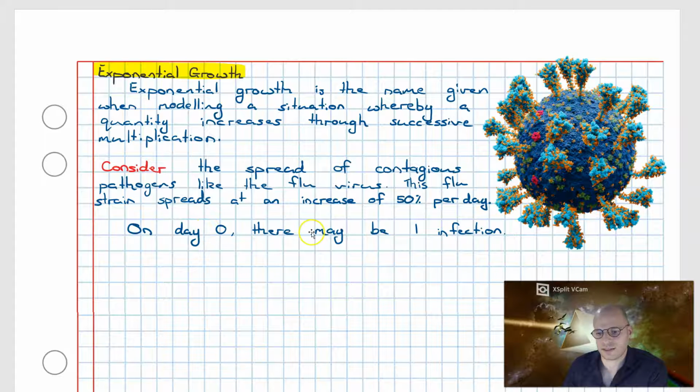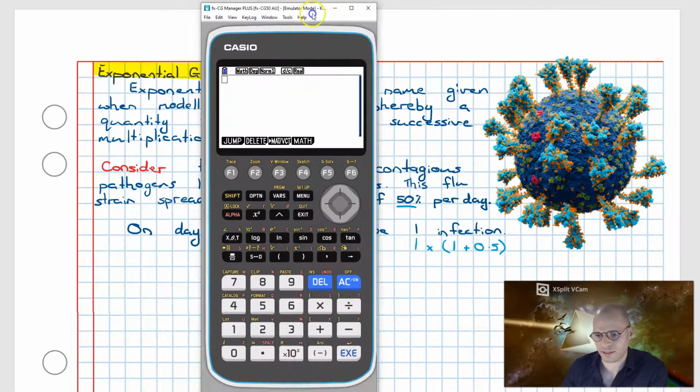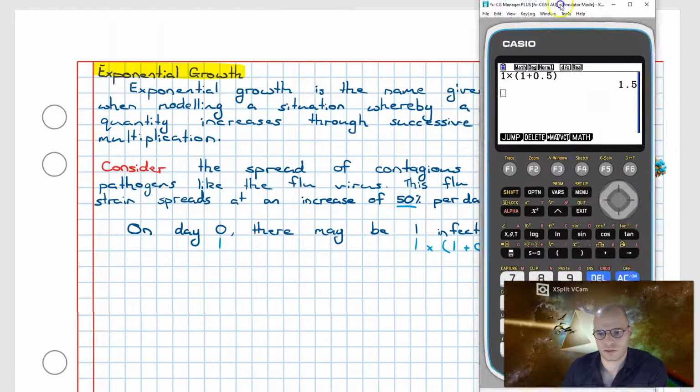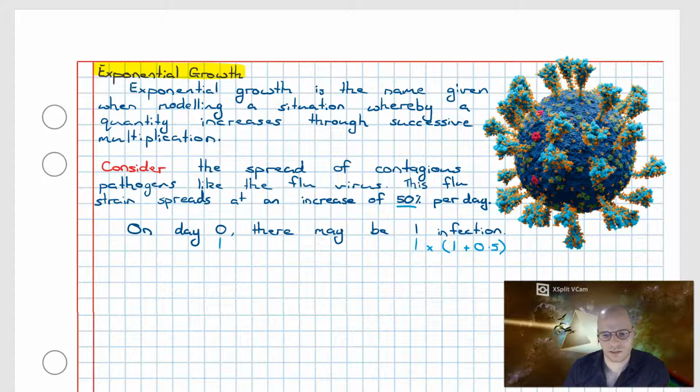Now, if we consider that on day 0, we started with 1 infection, then what that means is that on day 1, so 1 day after the first infection, we're going to see a total of 1 multiplied by 1 plus 50%, also known as 0.5. Now, putting this in our calculators to calculate how many cases this is, it's 1.5 cases, so it could be 1 case or it could be 2 cases, we don't really know, but at any rate it's going upwards. So that's on 1 day since the first infection.